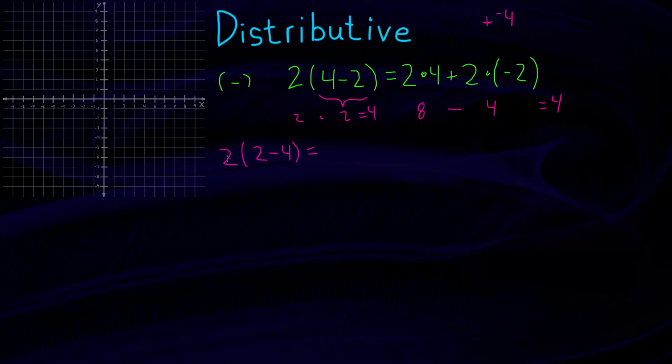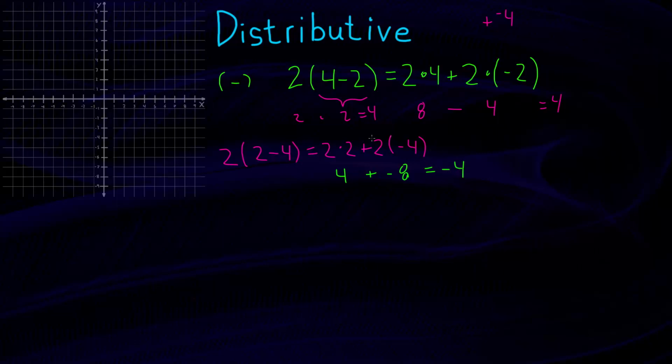So this is going to work out as 2 times 2 plus 2 times negative 4. 2 times 2 is 4, and 2 times negative 4 is negative 8. Okay, so this is 4 plus negative 8, which is the same as 4 minus 8. And this ends up being negative 4.